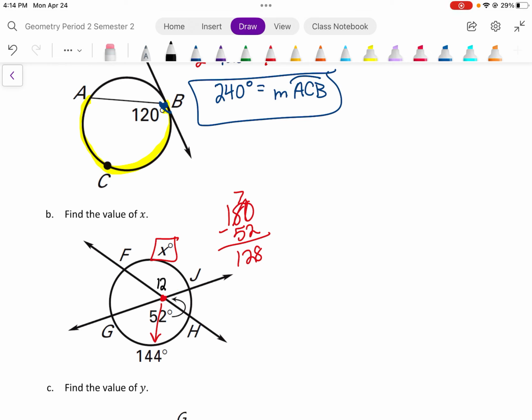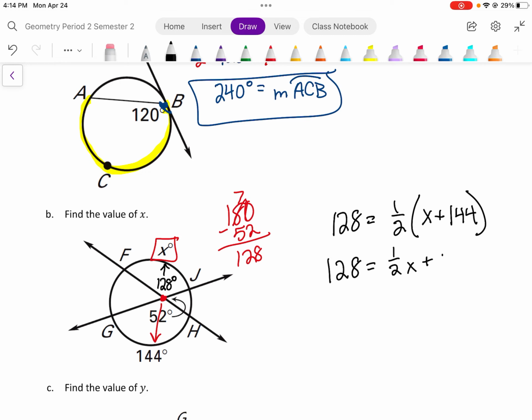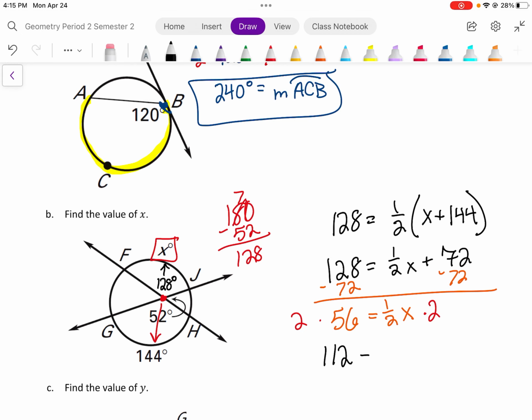So remember, when we have that angle, that is equal to half of the sum. So when the angles are inside of the circle, we're adding them together. When they are outside the circle, we are subtracting. So then we're going to subtract 72 on both sides. And that's going to give us 56 equals half x. And then we're going to multiply both sides by 2, and that will give us our answer of 112.